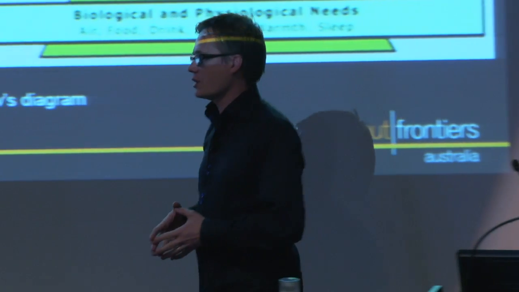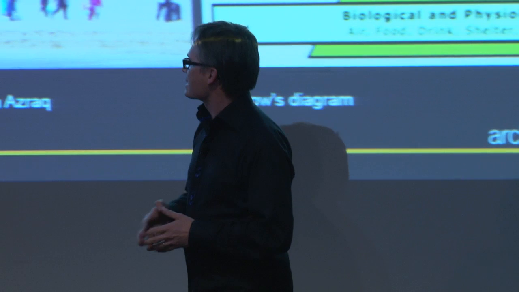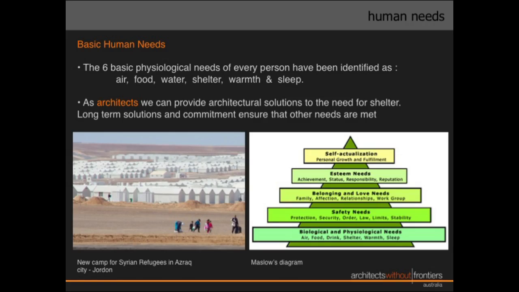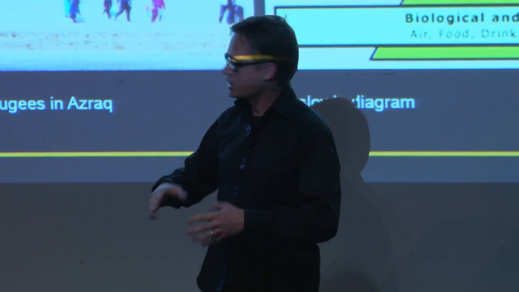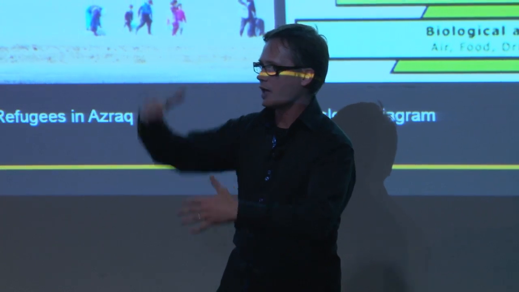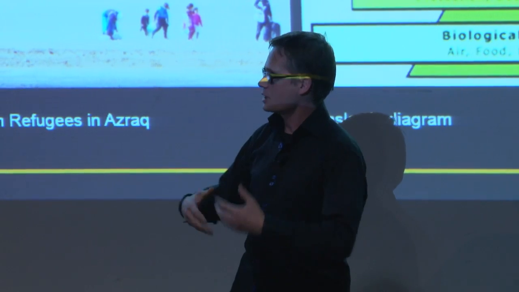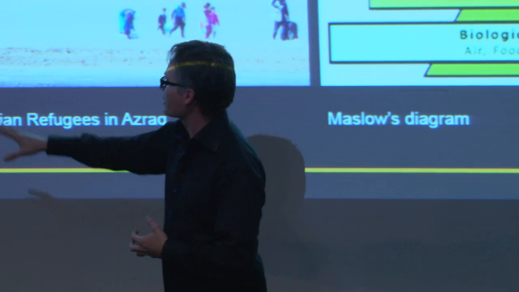Shelter is one of the basic human needs, which I also mentioned. As architects, we're in a really good position to provide good shelter solutions to meet those needs, and you can use your skills to bring about that sort of change. Two images here, one of which is Maslow's diagram. We can see that shelter is one of the basic needs, and from that self-actualisation really forms.